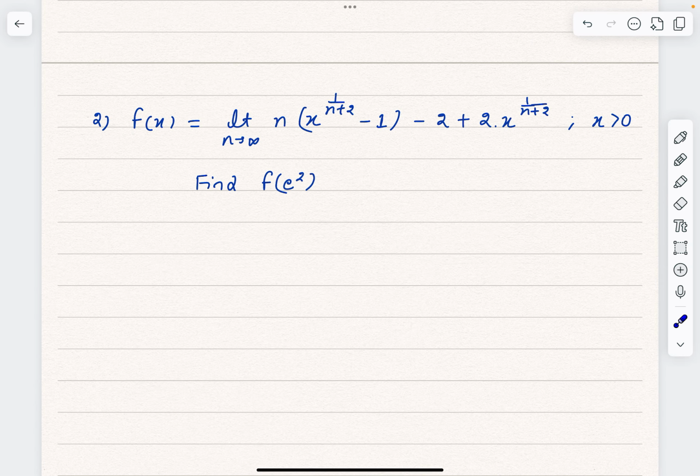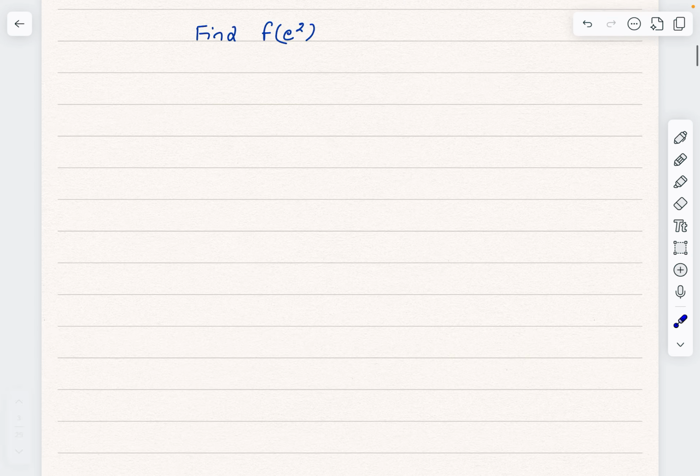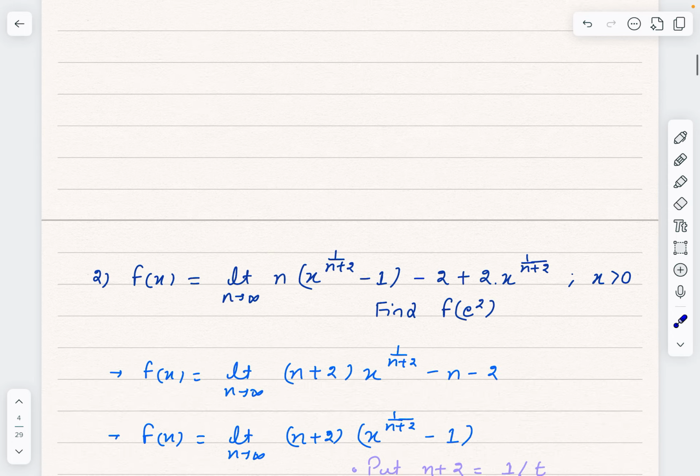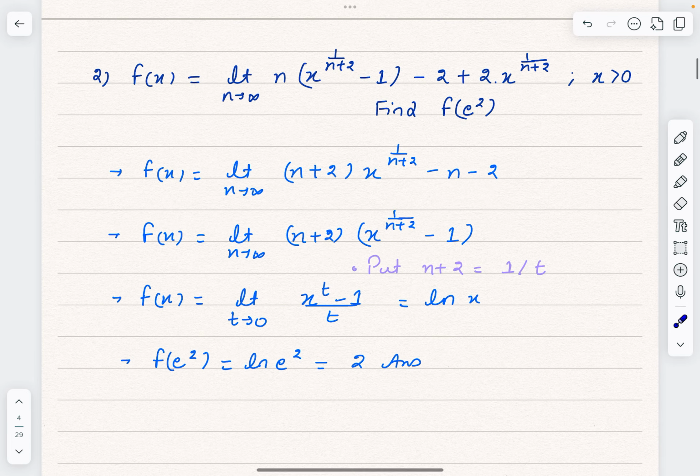f of x equals the limit as n tends to infinity of n times (x power 1 by n plus 2 minus 1) minus 2 plus 2 into x power 1 by n plus 2, where x is greater than 0. Find f of e square. You can pause and give it a try. Let us start the discussion now. The answer for this problem is just 2.